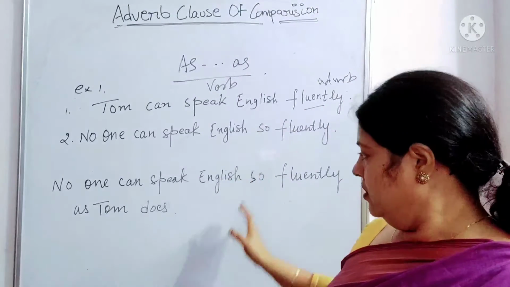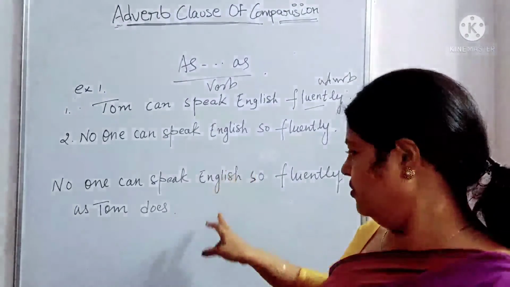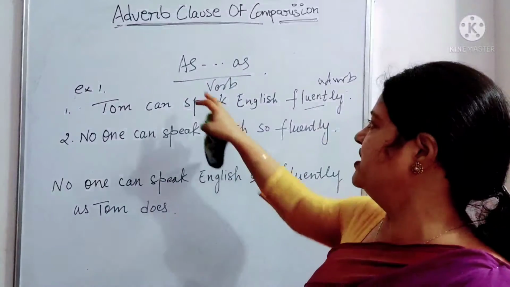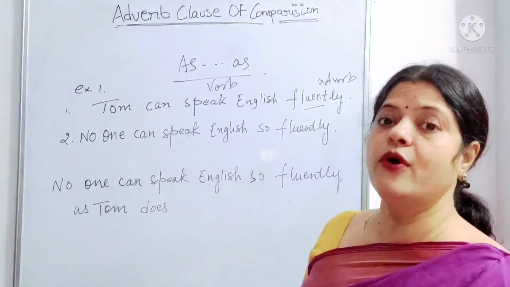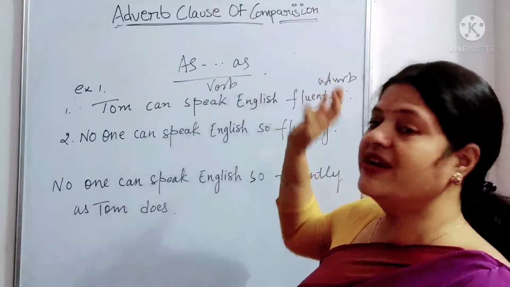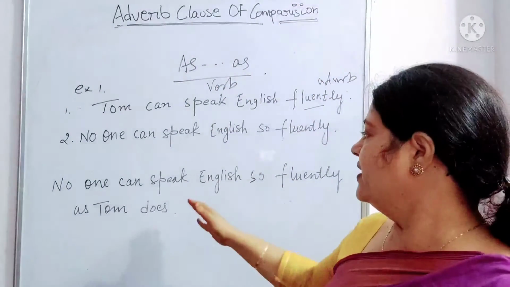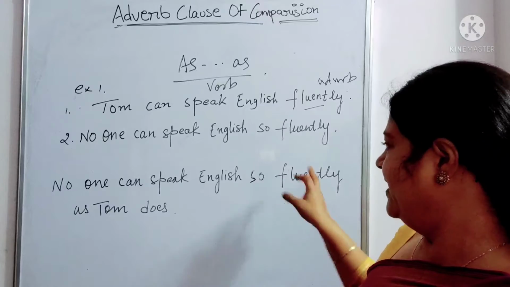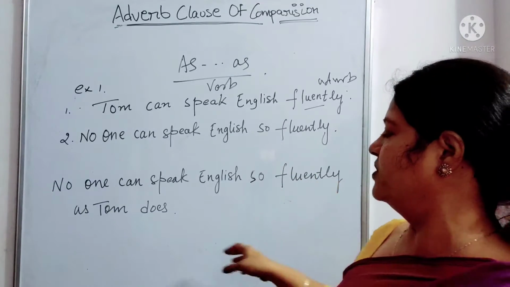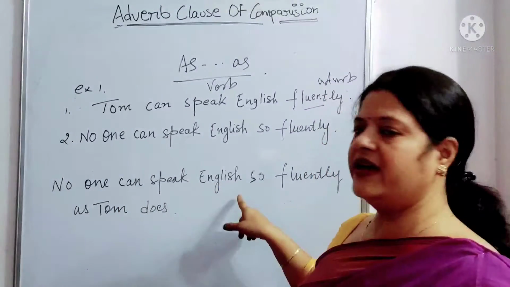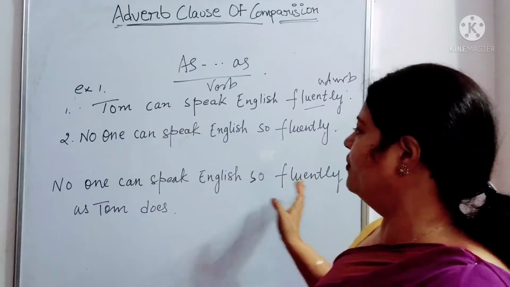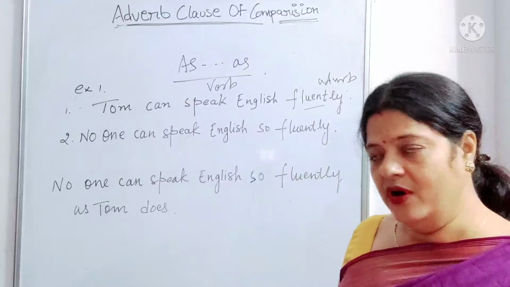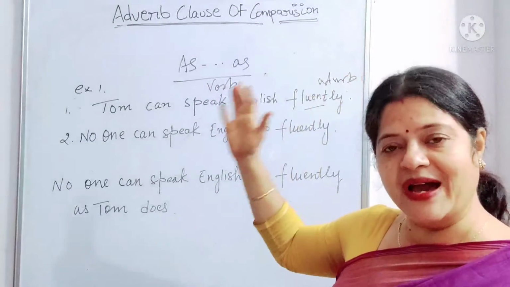Now, after connecting these two sentences, it has become a complex sentence by using this positive connective or positive conjunction, "as" and "so as." No one can speak English so fluently as Tom does, or as fluently as Tom does. So we have the principal clause, "No one can speak English," and "so fluently as Tom does," or "as fluently as Tom does," this is a subordinating adverb clause of comparison of degree.